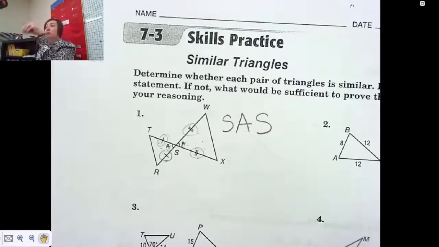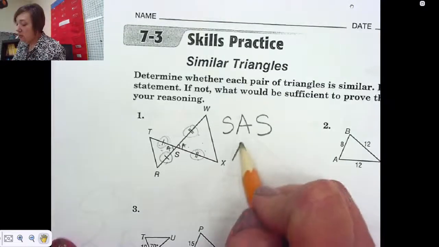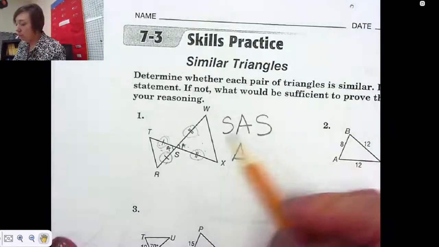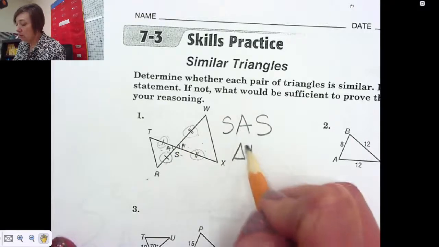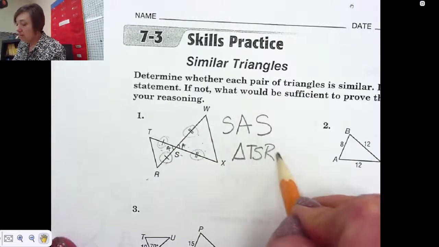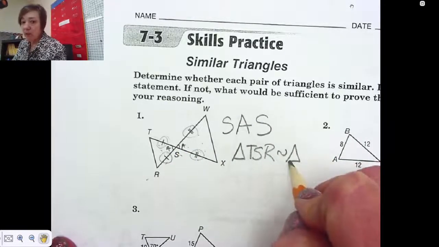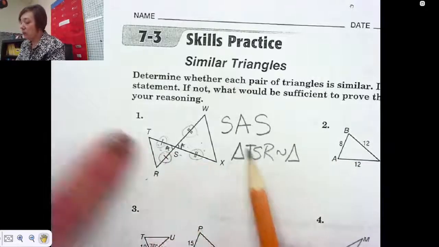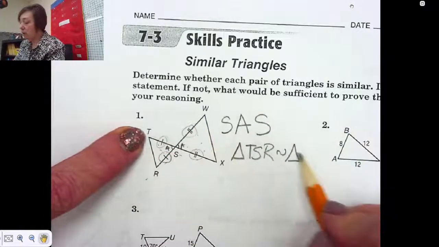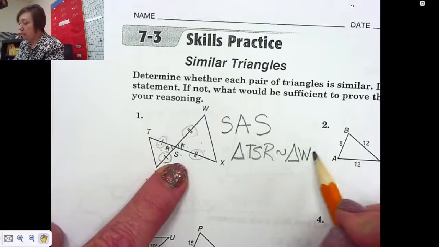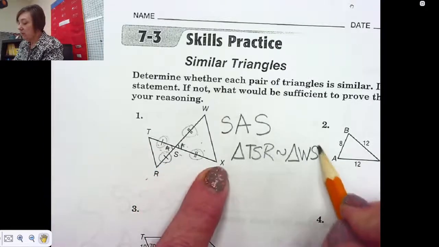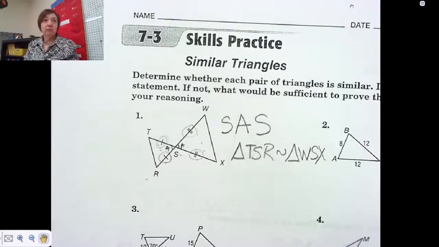And if we were going to write a triangle similarity statement, we would say triangle, like TSR, is similar to triangle, and then we match up the angles. So if we're doing T, we would do W, then S would go with S, and then X would go with R, right? Y'all with me?